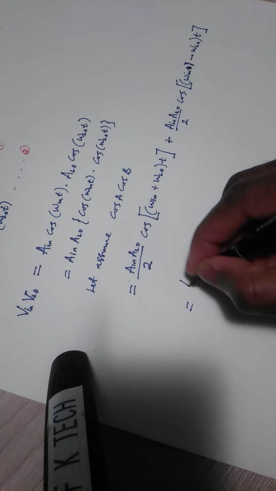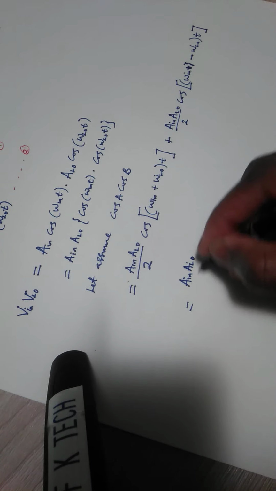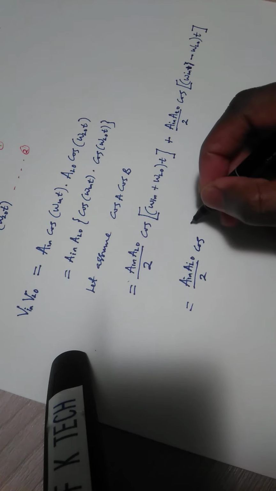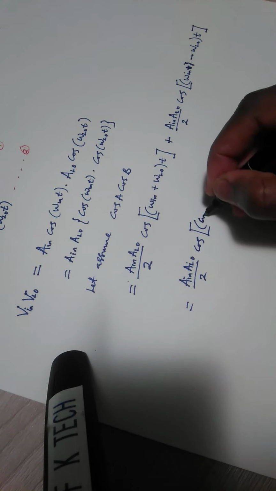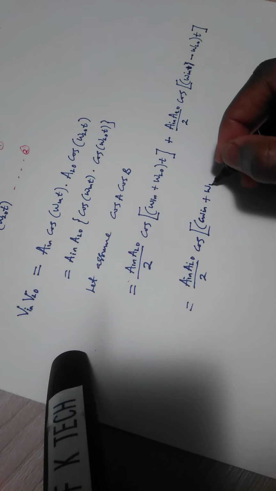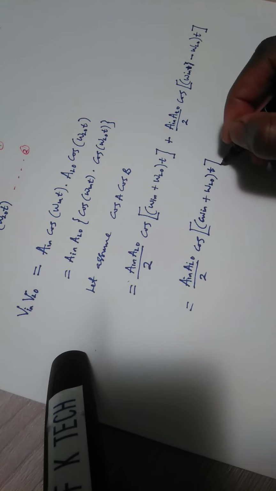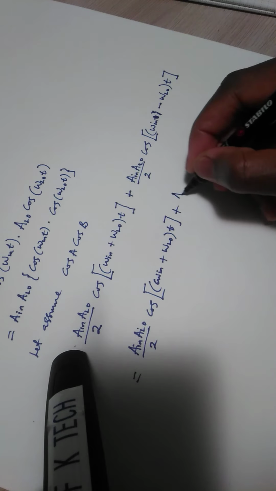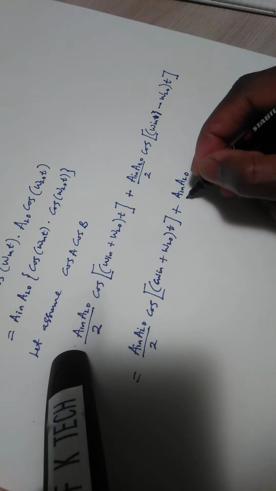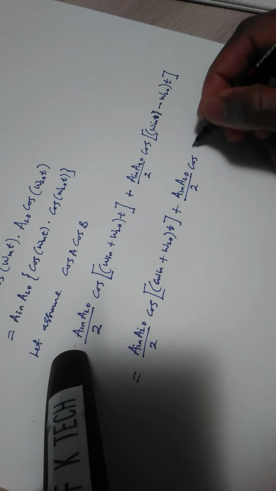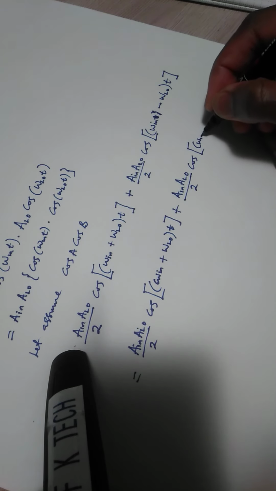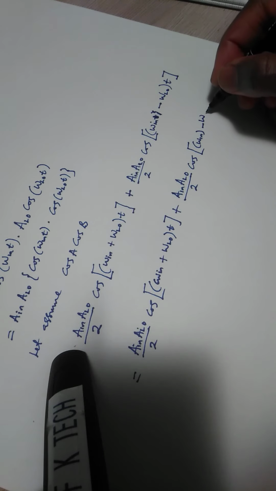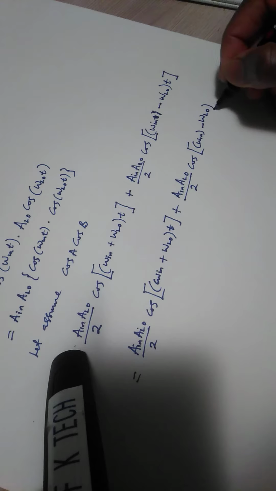So what we have is A_IN A_LO all over 2 cos((ω_IN + ω_LO)t) plus A_IN A_LO all over 2 cos((ω_IN − ω_LO)t). So this is what we have.